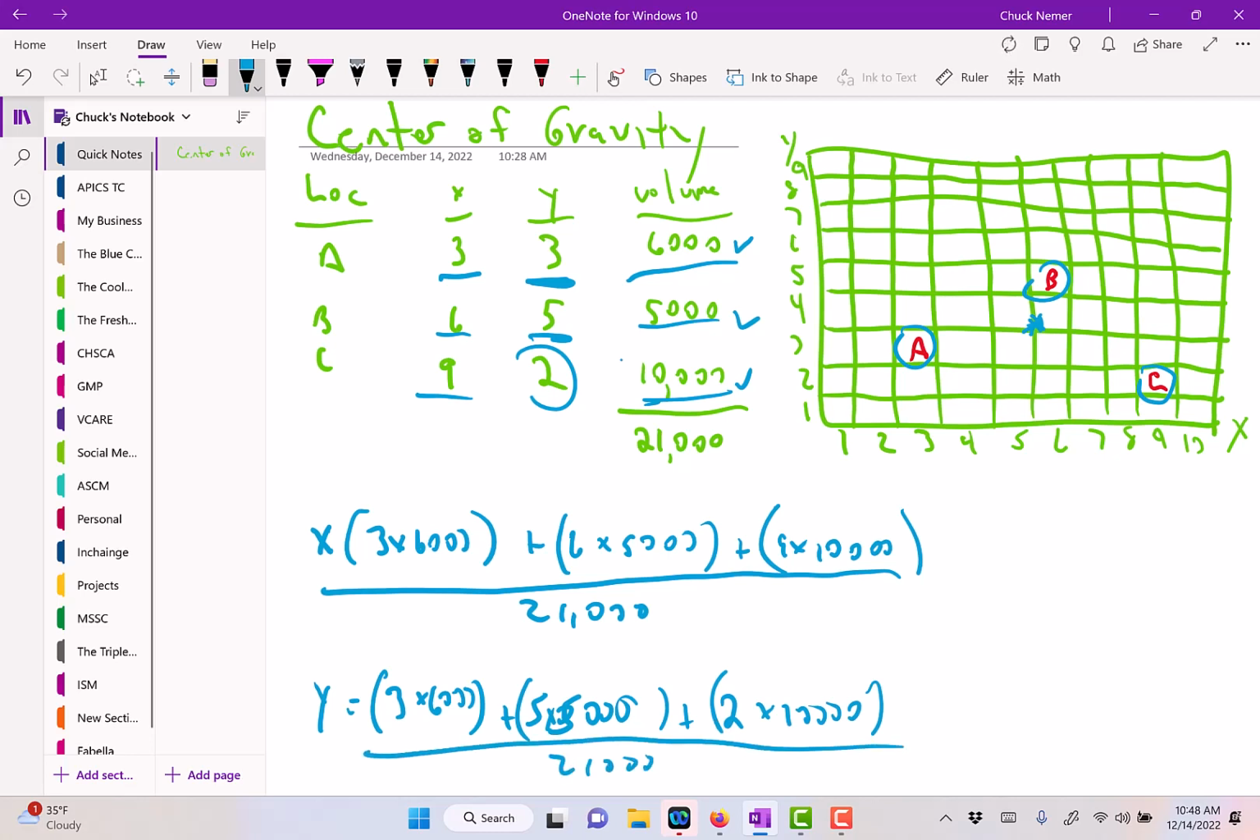So if we do up on top here, we get 18,000 plus 30,000 plus 90,000. So that gives us, let's see, 90 plus 30 is 120,000 plus 18 is 138,000. And it's got to be divided by 21,000. Let me grab my calculator real fast here, and we'll take 138,000 divided by 21,000, and I get 6.6.